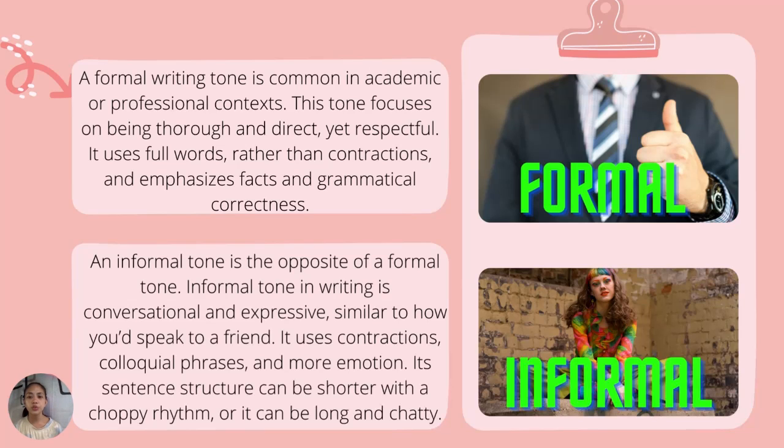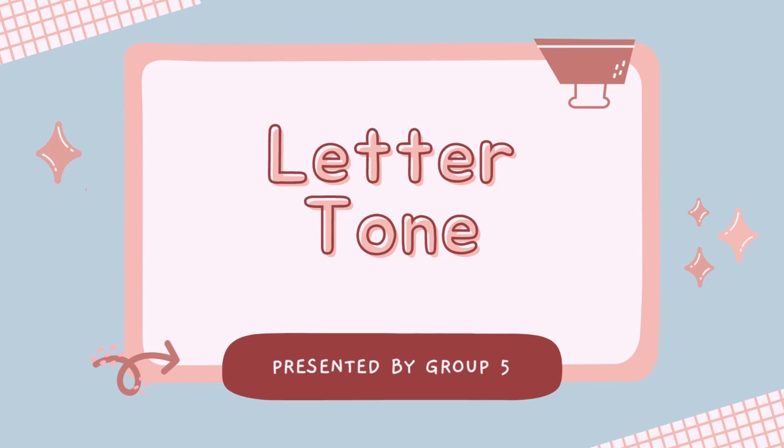Next is informal. An informal tone is the opposite of a formal tone. The informal tone in writing is conversational and expressive, similar to how you'd speak to a friend. It uses contractions, colloquial phrases, and more emotion. Each sentence structure can be shorter with a choppy rhythm, or it can be long and chatty. For example: "Nah, I've got tons of time to do chores," or "Hey, what's up?" in writing.